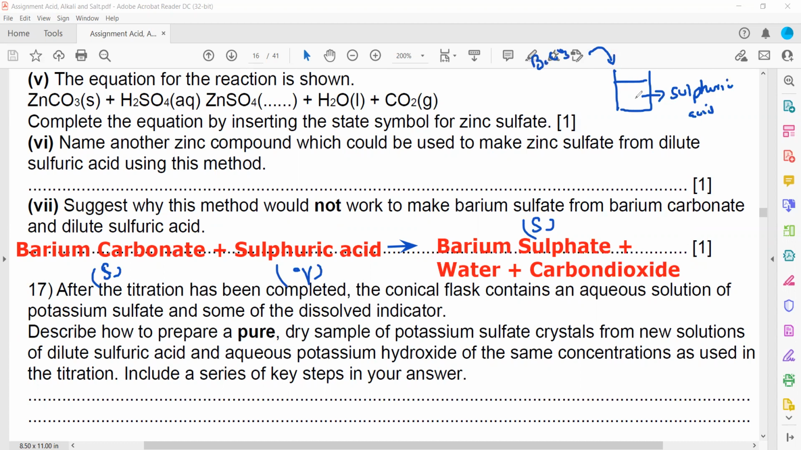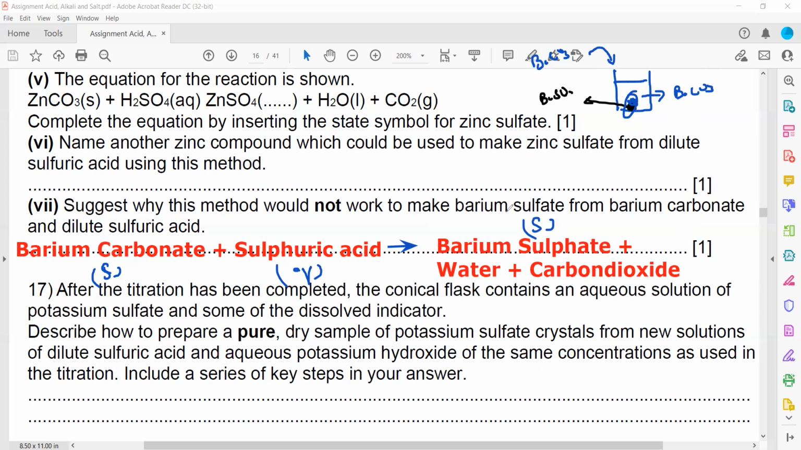When we add barium carbonate solid, the barium carbonate will react and the sulfuric acid will be used up. And when the barium carbonate reacts, what does it produce? It will produce barium sulfate. The barium sulfate which is produced is insoluble. And the unreacted barium carbonate will also be insoluble. So as a result, what will happen? The two solids will be mixed together. That's why we cannot take out barium sulfate from it. So it is not a suitable technique.